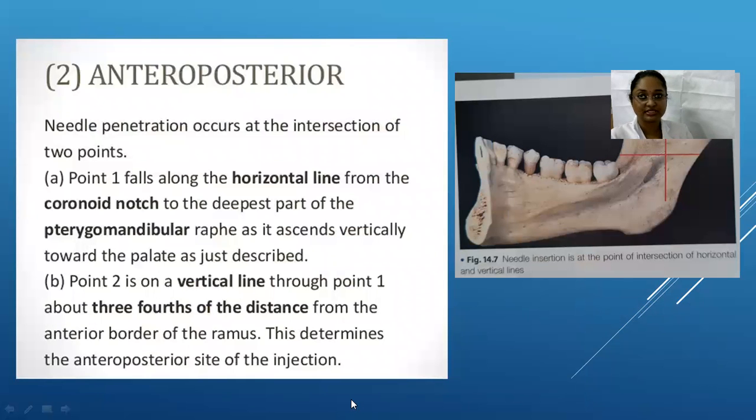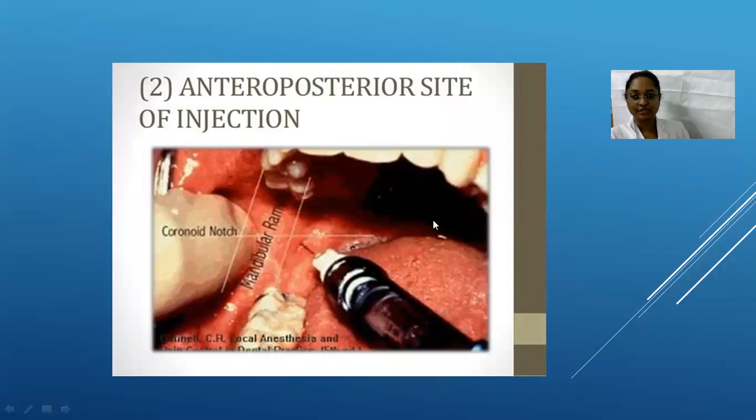Here, the needle penetration occurs at the intersection of two points. Point one falls on the horizontal line. In this picture, you can see the horizontal line from the coronoid notch to the deepest part of the pterygomandibular raphe. The second point is on the vertical line, about 3/4 of the distance from the anterior border of the ramus. This determines the anterior posterior site of the injection for the inferior alveolar nerve block.